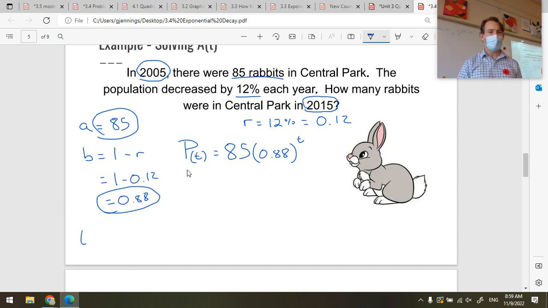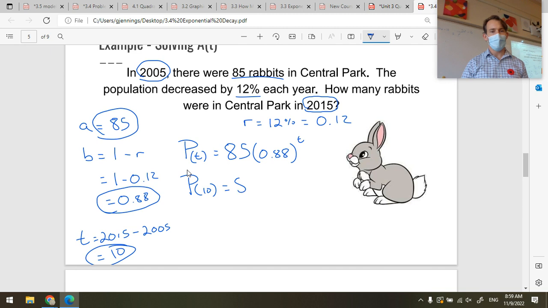So I do a little bit of math. T is equal to 2015 minus 2005. That gives me 10 years is what I'm interested in. How much does the population go down in 10 years? So let's input T as 10. So I would have P at 10 is equal to 85 times 0.88 raised to the power 10.